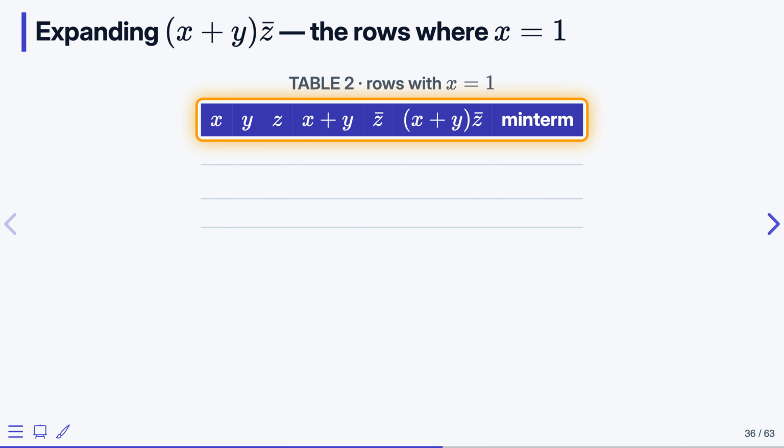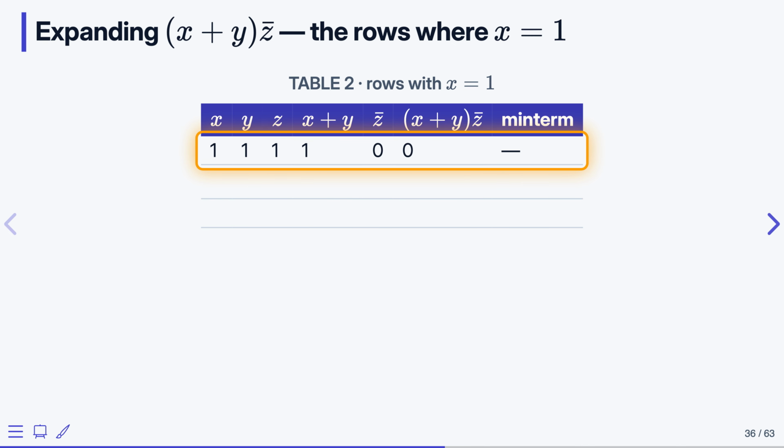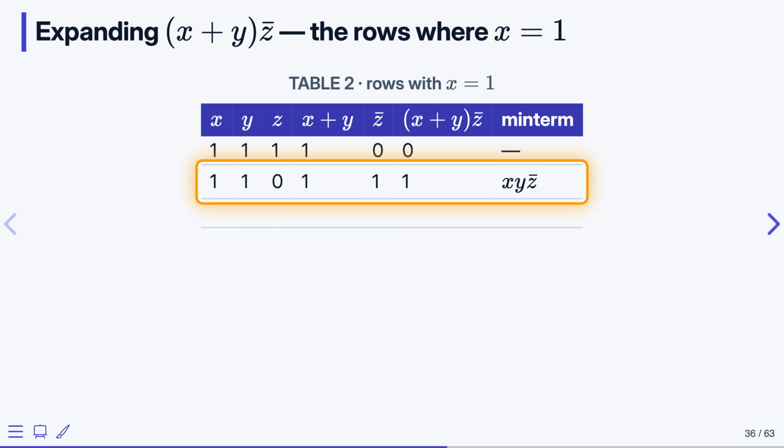These are the 4 rows where x is 1. The last column collects the minterm when there is a 1. Row 1. X plus y is 1, but z is 1, so bar z is 0. 1 times 0 is 0. F is 0, and there is no minterm. Row 2. X plus y is 1. Z is 0, so bar z is 1. 1 times 1 is 1. F is 1. So we write its minterm. X is 1, y is 1, z is 0, giving x y bar z.